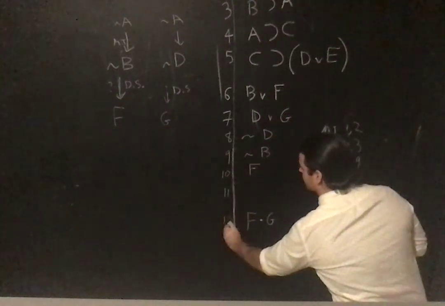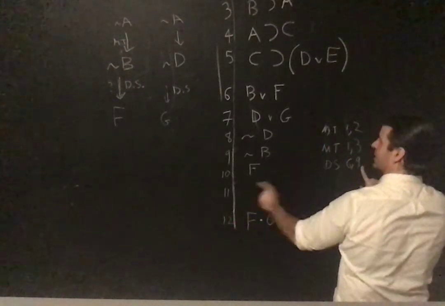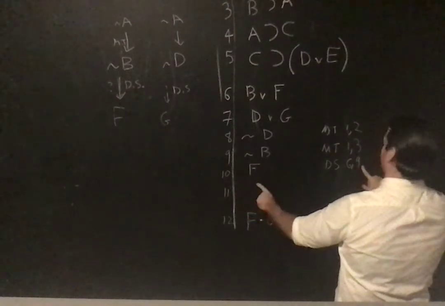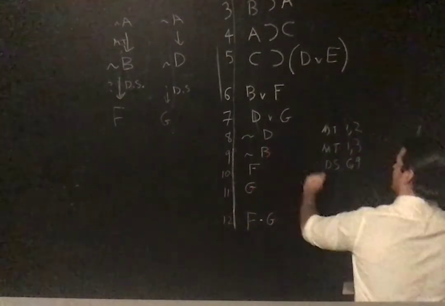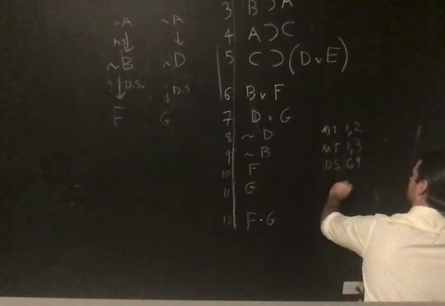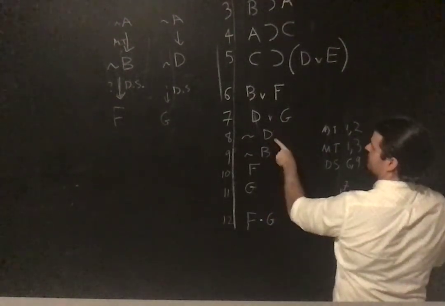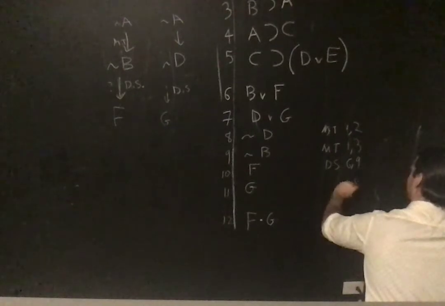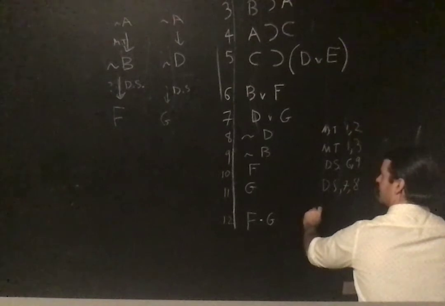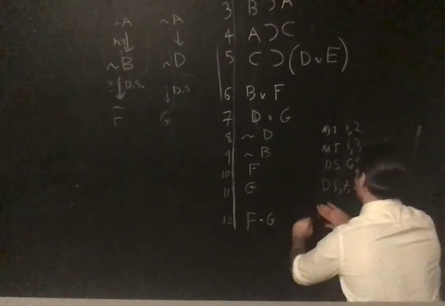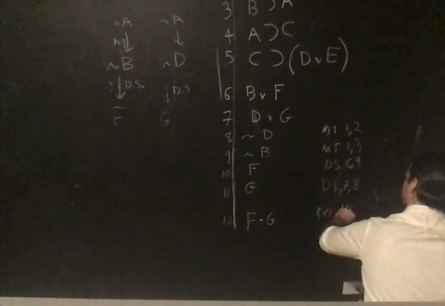11, it's going to be 12. Well, 6 and 9, what? Disjunctive syllogism. And then 11 is going to be, I need G, I'm going to get G by 7, and where's not D? 7 and 8. 7, comma 8 by disjunctive syllogism gives me G, and then conjunction of 10 and 11.